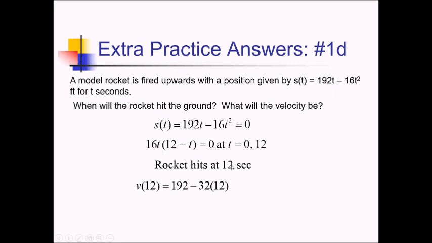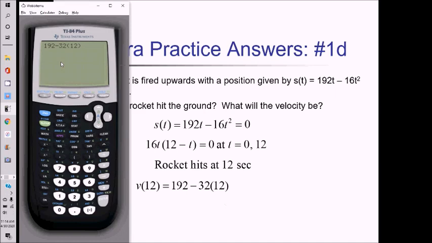So that's going to be 192 minus 32 times 12, which I'll do on the calculator. There it is, and all that's going to come out to negative 192, and it's velocity, so that'll be feet per second.